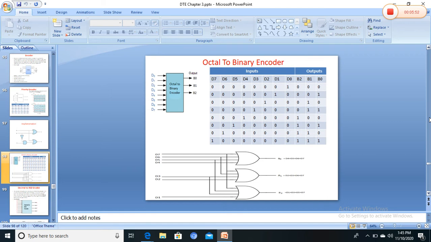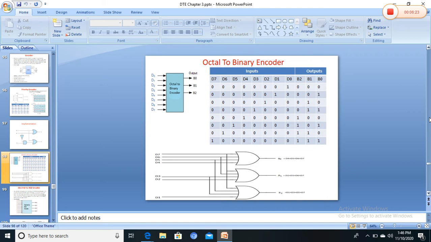Note that in this encoder only one input will have a value at a time, one input will have one value at any binary output. So D0 to D7 are the inputs, and corresponding to the 8 octal inputs, we get the 3-bit binary output.